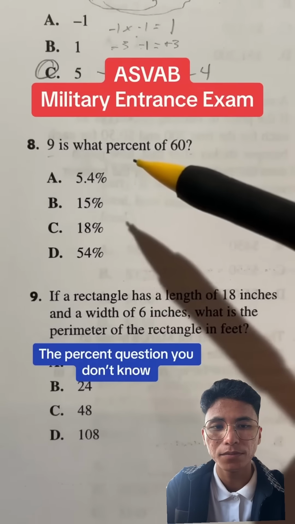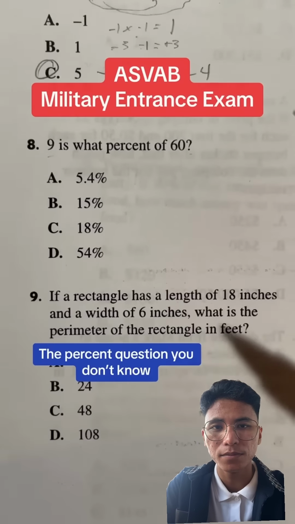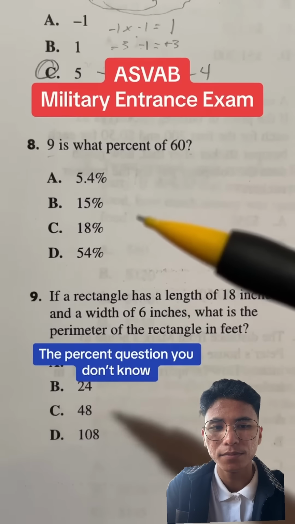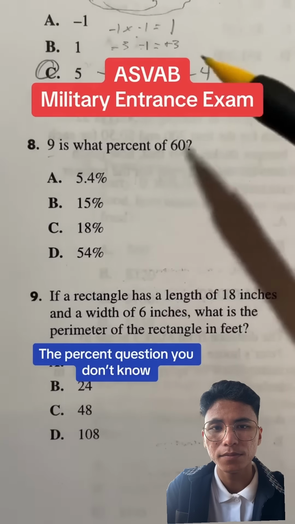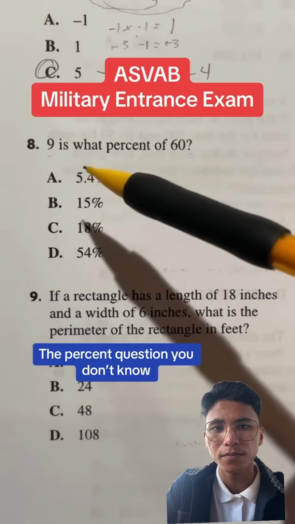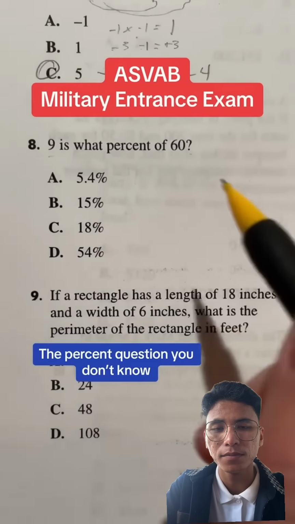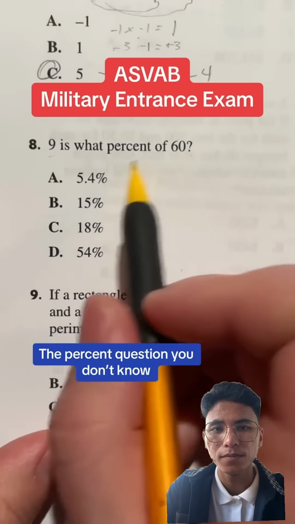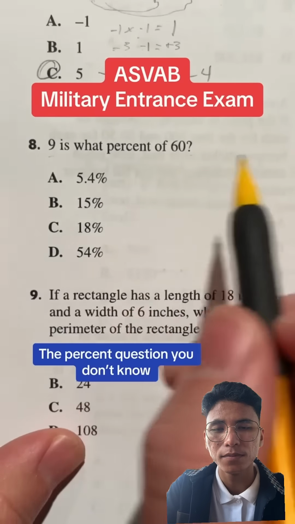A lot of percent questions here are usually like, what's 15% of 50? Or like, 3 is 10% of what number? But this one actually doesn't give you the percent. It says 9 is what percent of 60. So in this case, you're really just dealing with the fraction and moving it into the decimal and then into the percent form.